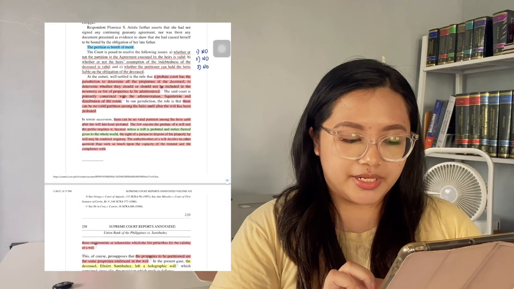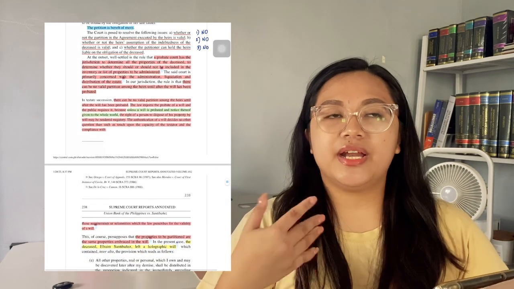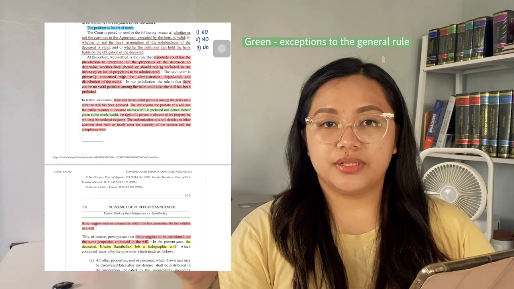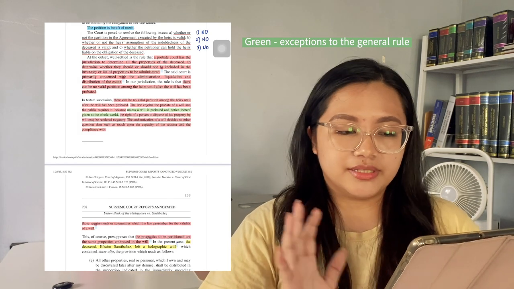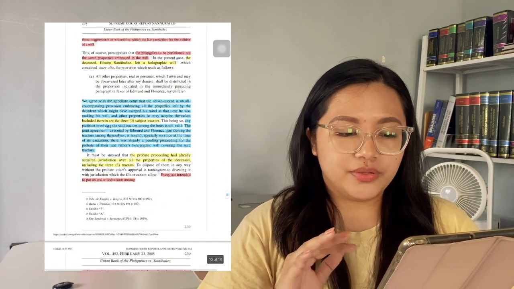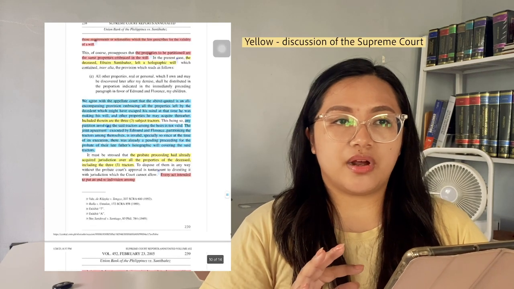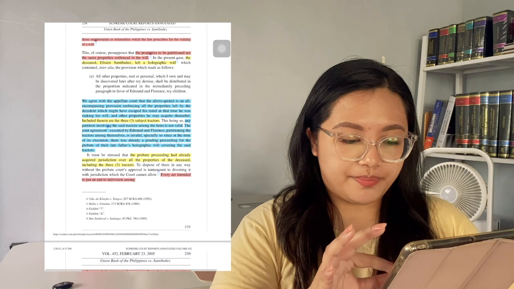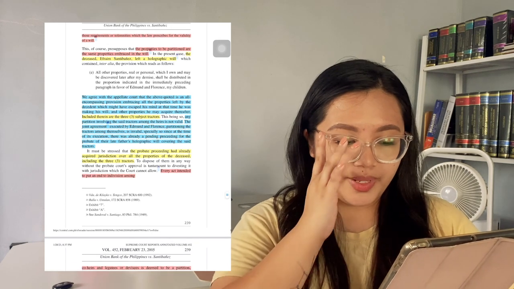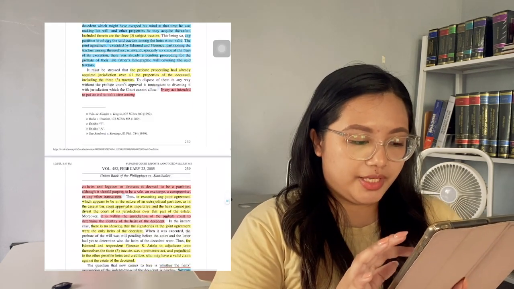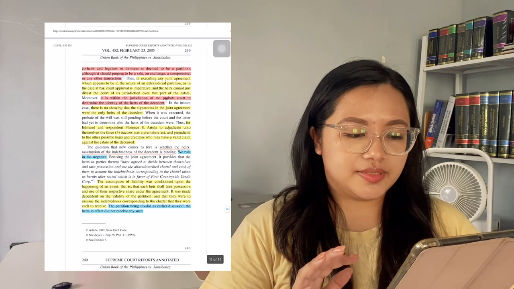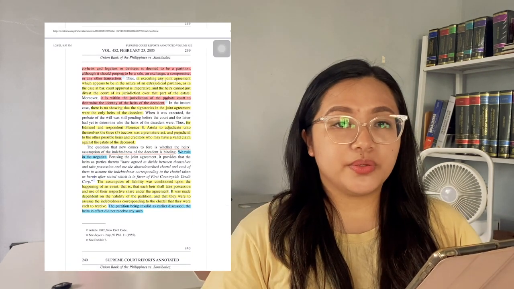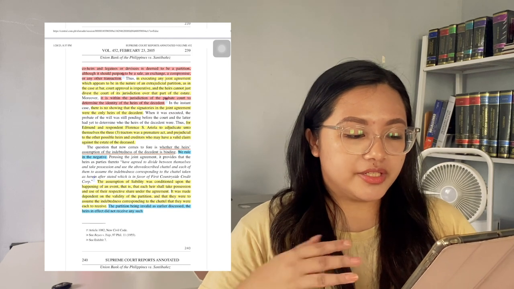And this green one, I use green highlighter to highlight the exceptions to the general rule. So I can easily know, okay, this is the exception. And I use yellow to indicate that these are important discussions of the court. So this is a big chunk of the ruling, it's all blue. And so you can see here, there is discussions of current, previous jurisprudence, and also a discussion of the court.